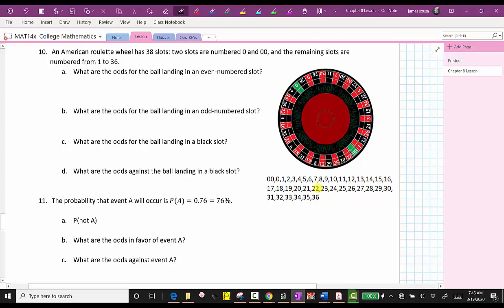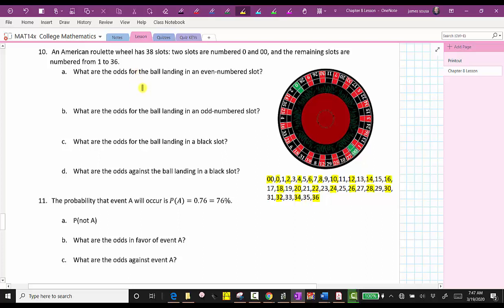So for part A, we're asked what are the odds for the ball landing in an even numbered slot. Even numbers are multiples of 2, and 0 and 00 are considered even. So let's go ahead and highlight the even numbers. We have 0, 00, 2, 4, 6, 8, and so on. So 0 and 00, that's 2 favorable outcomes. And then half the numbers from 1 through 36 gives us 18 more even numbers. There's a total of 20 even numbers on the roulette wheel. So there are 20 favorable outcomes, and there are 18 odd numbers, and therefore there are 18 unfavorable outcomes.